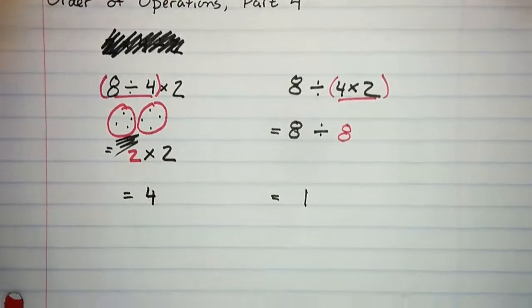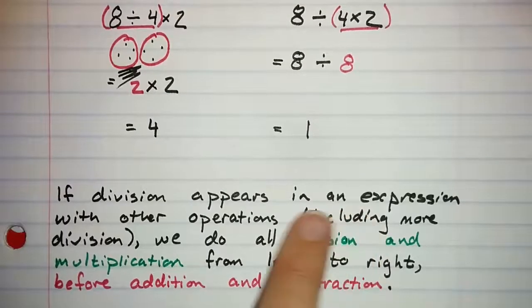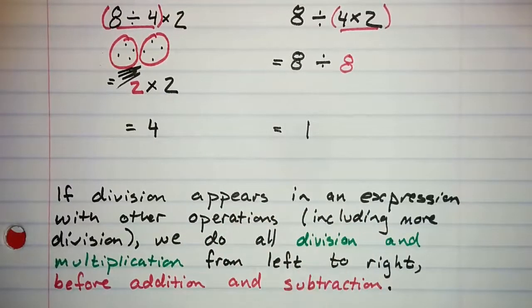What order do we choose? If division appears in an expression with other operations, including just having 2 instances of division in the same expression, we do all of the multiplication and division at the same time, going from left to right, and we do all of that before the addition and subtraction.